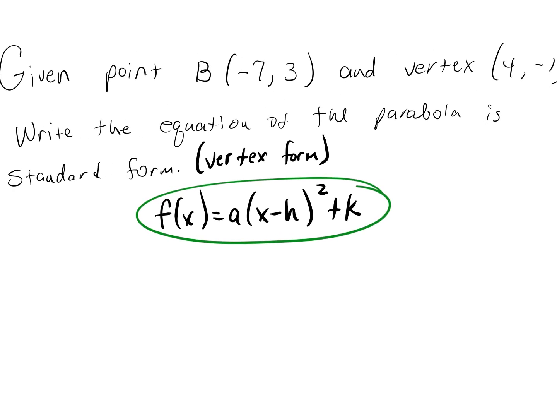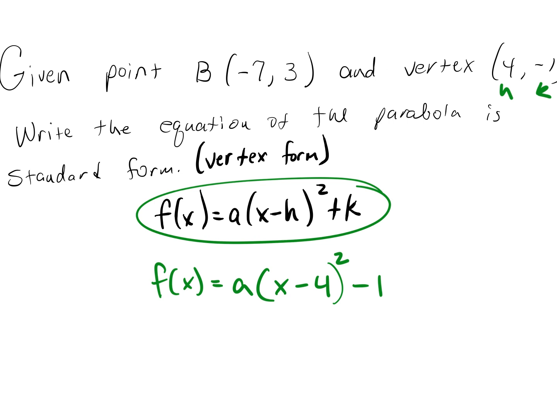I can plug in the vertex. My vertex is h and k. So we can plug those in. So f of x is equal to a times x minus h, so minus 4, plus k, which would be minus 1. Oops, don't forget the squared. So x minus 4 squared minus 1.